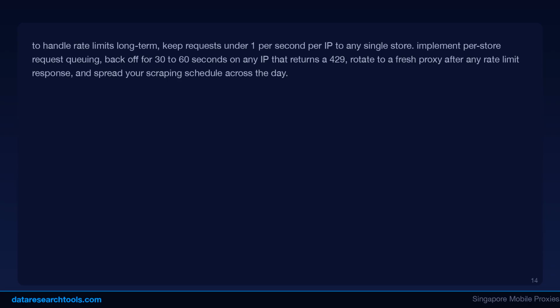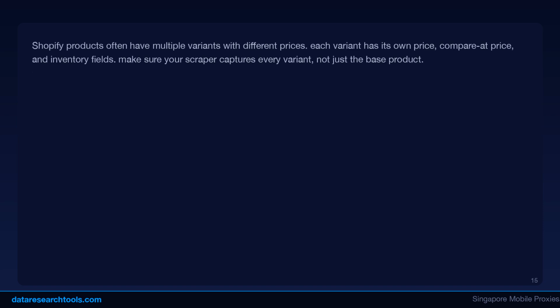To handle rate limits long term, keep requests under 1 per second per IP to any single store. Implement per-store request queuing. Back off for 30 to 60 seconds on any IP that returns a 429.